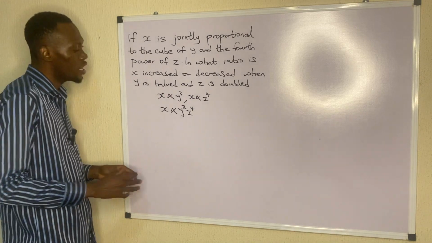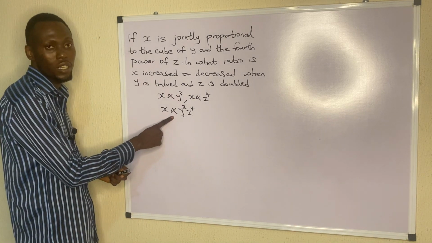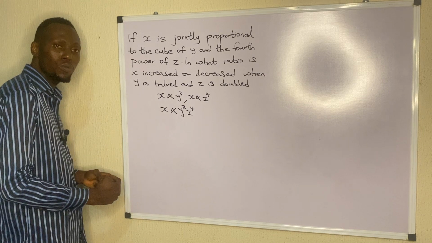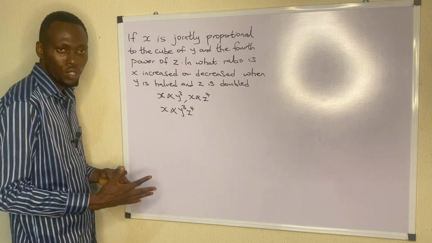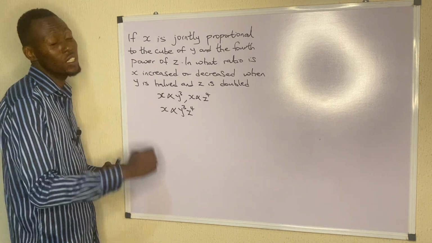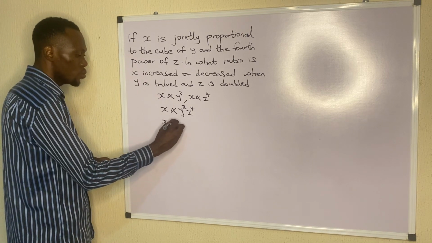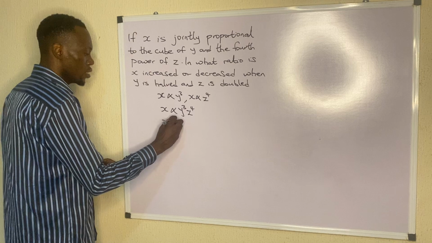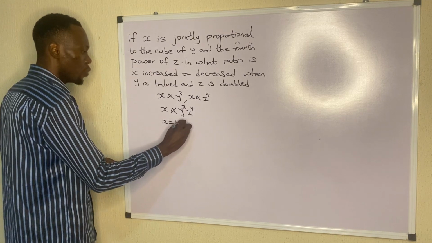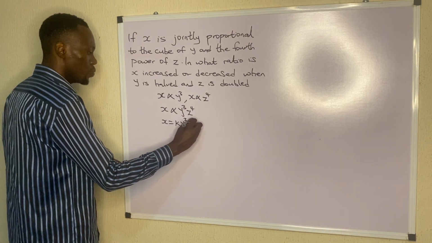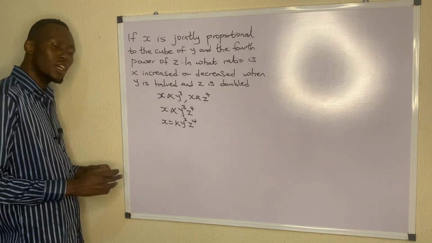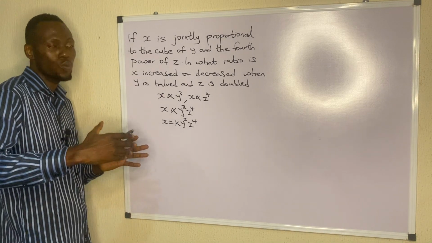Now in mathematics, I have to remove this variation sign. And removing this variation sign, what will happen? There will be an introduction of an equality sign and a constant of proportionality. So that will give me x is equals to k, the constant, y raised to power 3 and z raised to power 4. That is the first relationship between x, y, and z.